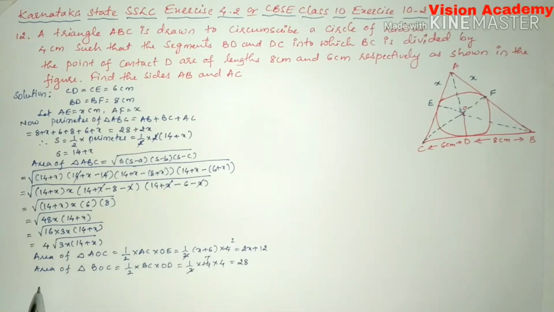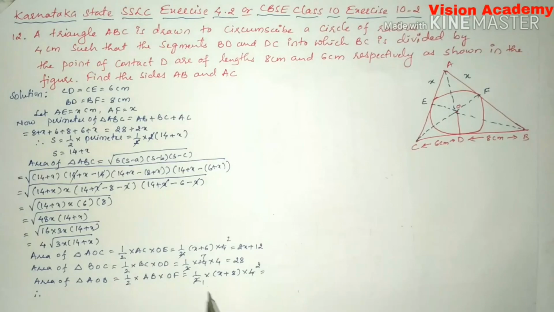Now we'll write area of triangle AOB is equal to half of base into height. Base is AB and height is OF, equal to 1 by 2 into x plus 8 into 4. Here it will get divided by 2, 2 1s are 2, 2 2s are 4, and if I multiply this 2 inside the bracket it will become 2x plus 8, 2 8s are 16.